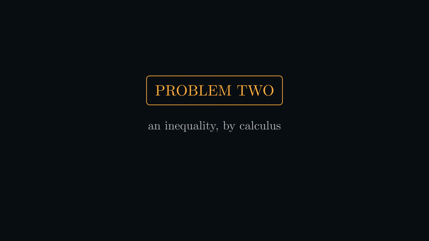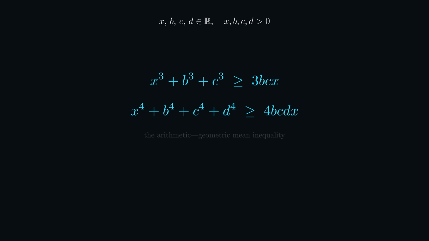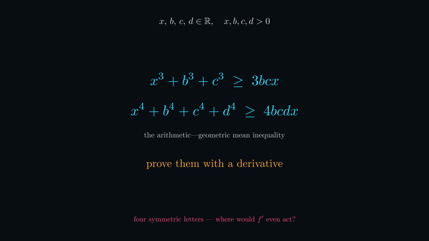Second problem. An inequality, and a way of looking at letters that changes everything. Let b, c, and d be positive real numbers, and let x be positive too. Two claims to prove. First, x cubed plus b cubed plus c cubed is at least 3bcx. Second, x to the 4th plus b to the 4th plus c to the 4th plus d to the 4th is at least 4bcdx. You may recognize these. They are the arithmetic-geometric mean inequality for 3 and for 4 numbers.